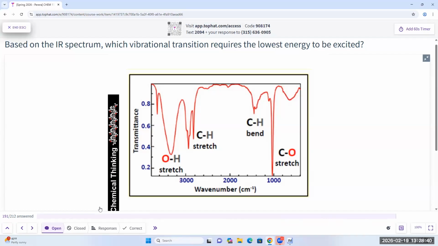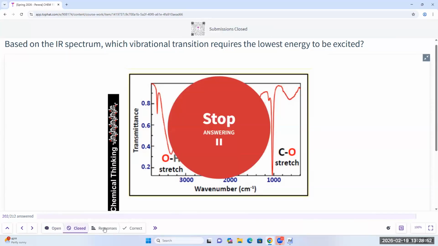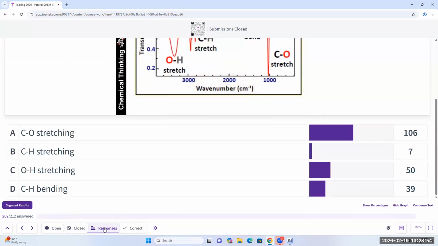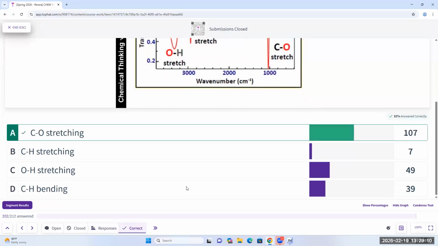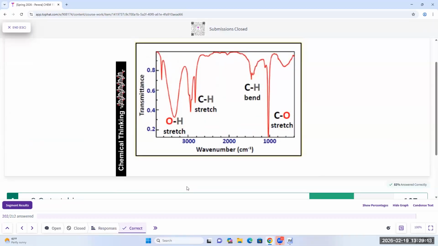Okay, I'm going to close this question in 5, 4, 3, 2, and 1. All right, and here are our responses. All right, so these are our answers. Most of us said CO stretching, and then not many of us said CH. Okay, and then some of us said O-H stretching. Now, the correct answer here is CO stretching.